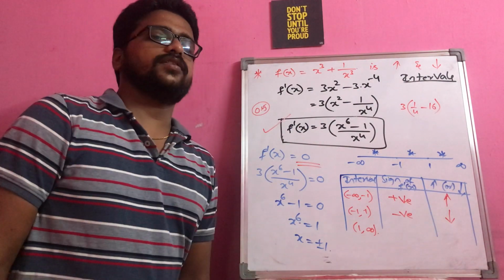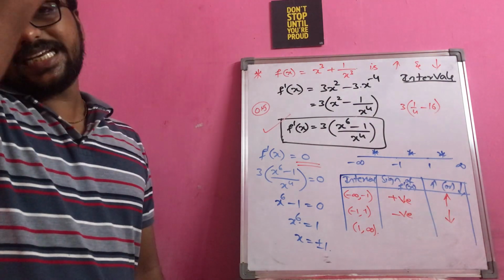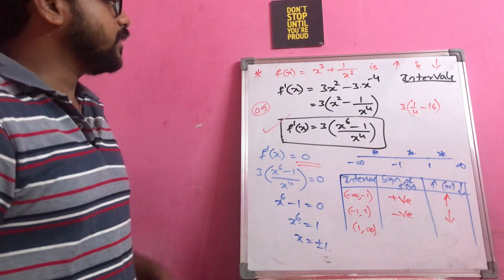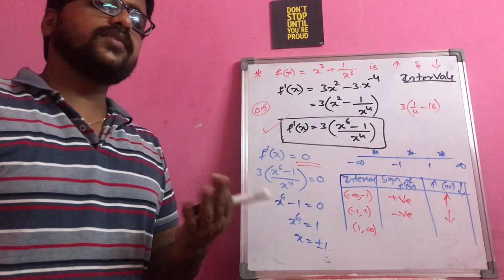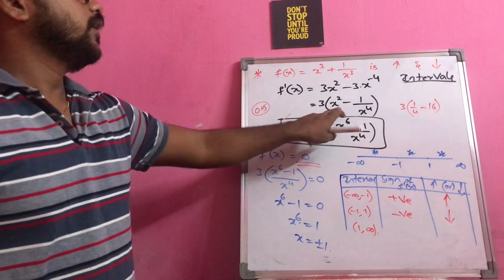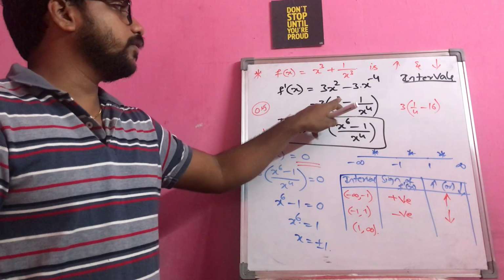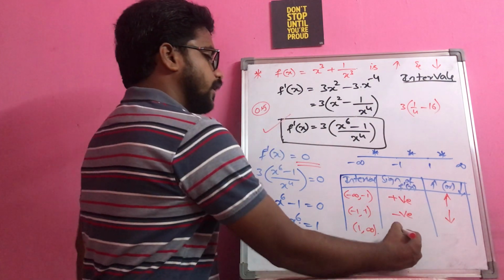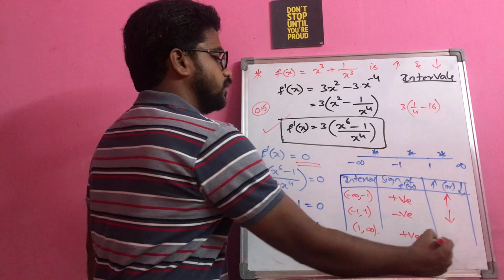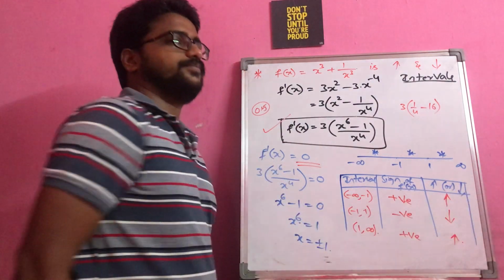So f dash of x is negative means it is a decreasing function. Come to the next one, 1 to infinity. You can again substitute 2. Again 2 power 4 minus 1 by 2 power 4, I mean 2 square minus 1 by 2 power 4. Again it is a positive number, so the function is increasing.